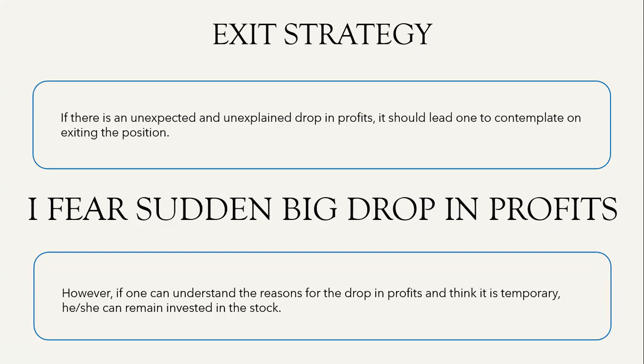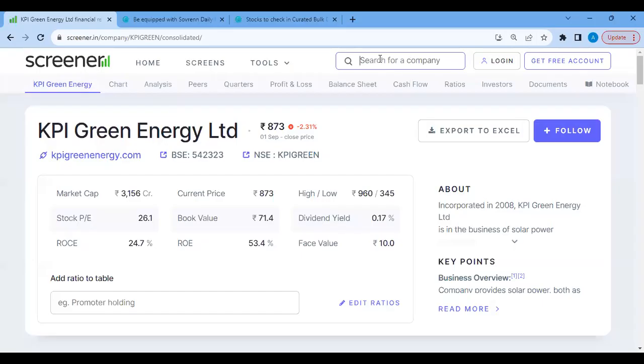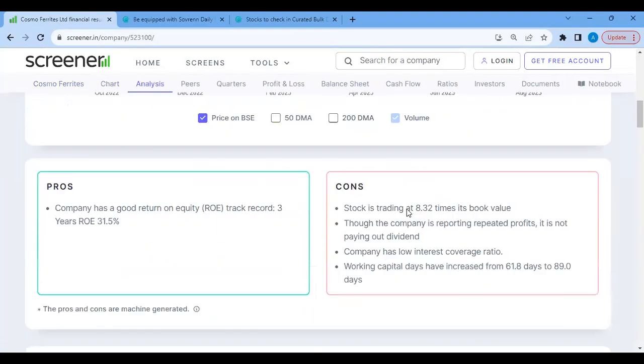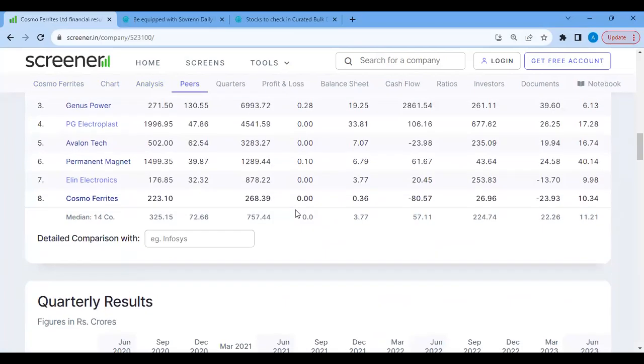Let me show this to you with an example. Let's see this company. One point, never buy a company at 52-week high. Always wait for companies to correct. Initially, at least, don't buy at 52-week highs. Always buy after a correction.